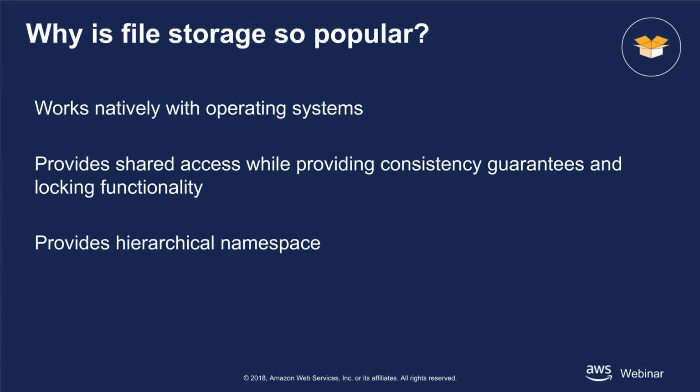So let's drop back to file storage. Why is file storage so popular? First, it works natively with the host operating system. There are no APIs to work into the workflows or to embed into your code. Second, it provides shared access to multiple users and or applications while maintaining consistency and locking functionality. And finally, to access shared file storage, everything is stored in a hierarchical namespace, which means you can search through directory trees that you can logically organize for yourself.